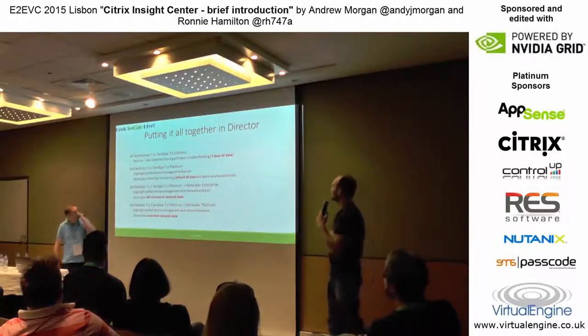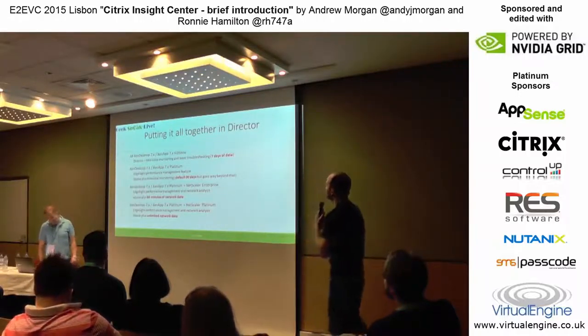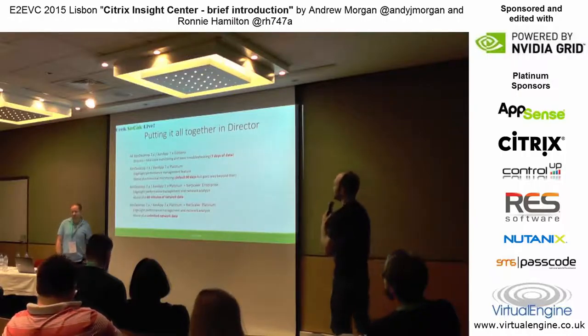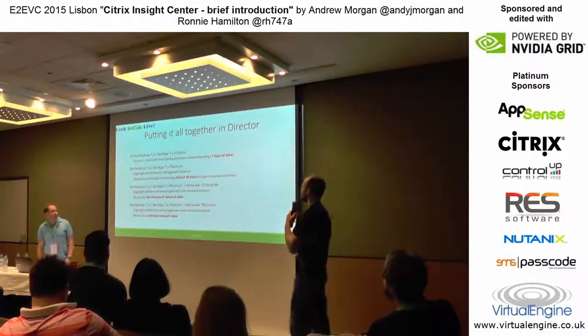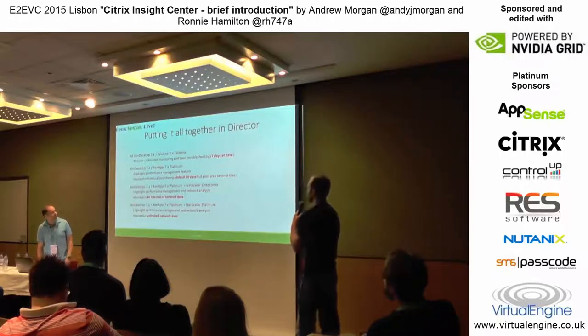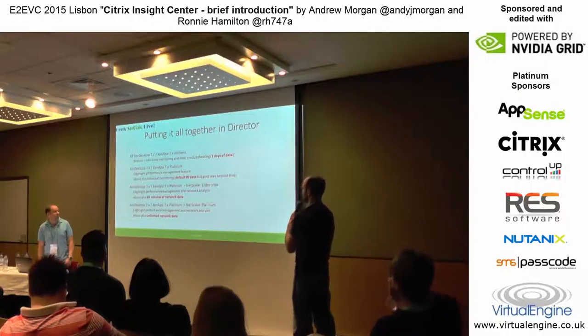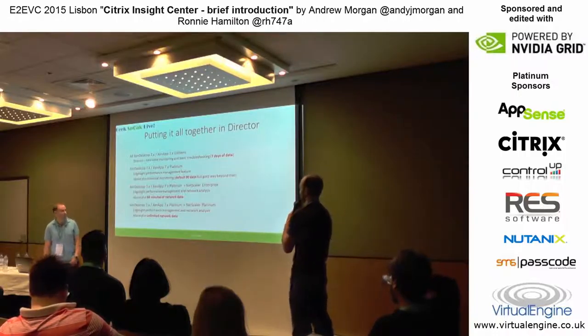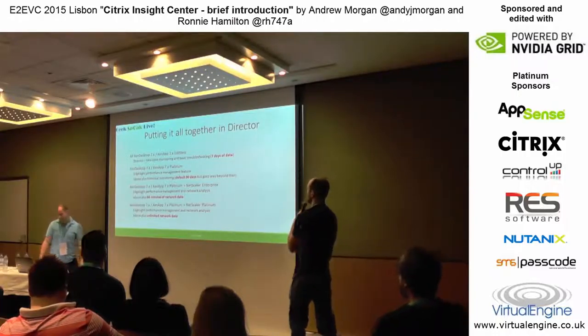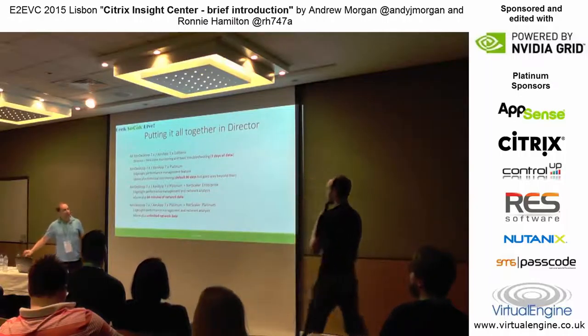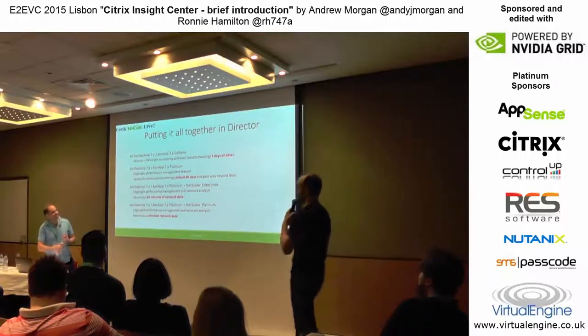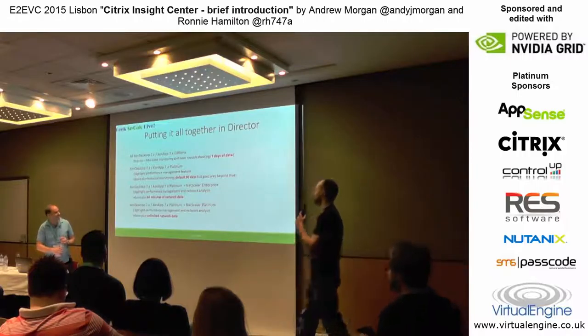Okay, so pulling it all together, Director gives you a lot of information already, but once you put in the NetScaler Enterprise piece, you get 6 months of network data, or with Platinum, you get all the network data. I'd argue that point actually, Director doesn't have a whole lot of data at the best of times, but this adds a little bit of value to that, doesn't it? Yeah. So, it's good.